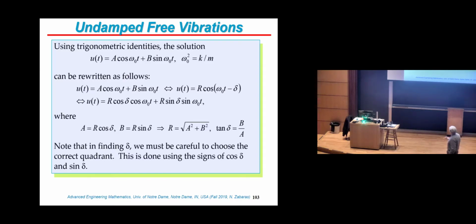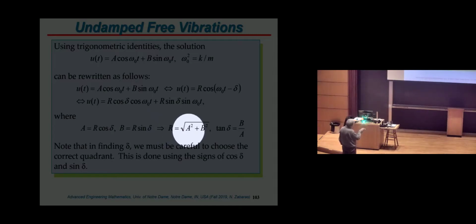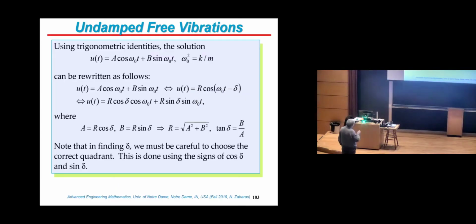So r is the square root of a squared plus b squared. If you have to do this, you don't need to prove it. Just directly write down the answer in your exam or in the homework. So r is the square root of a squared plus b squared. And if you divide these two equations, sine over cosine will give you the tangent of delta equal to b over a. Okay? So you can actually directly write the equation like this.